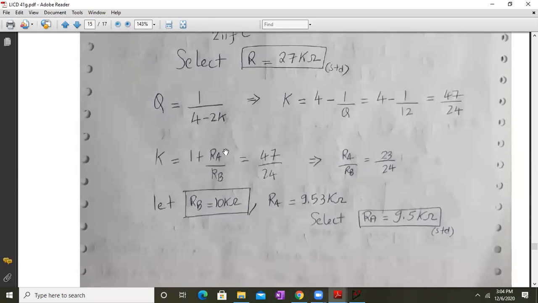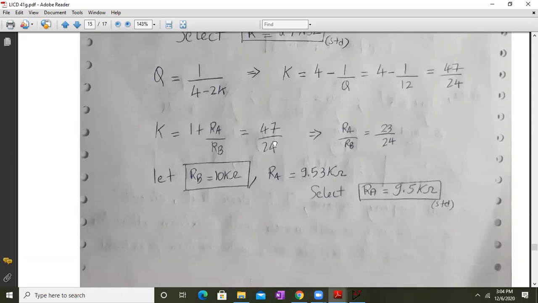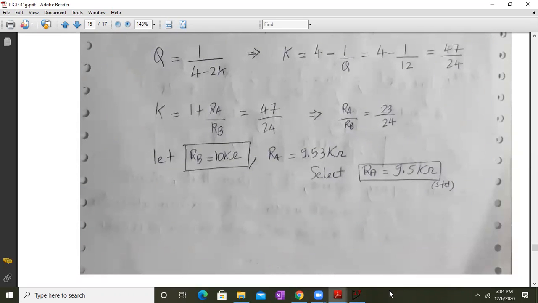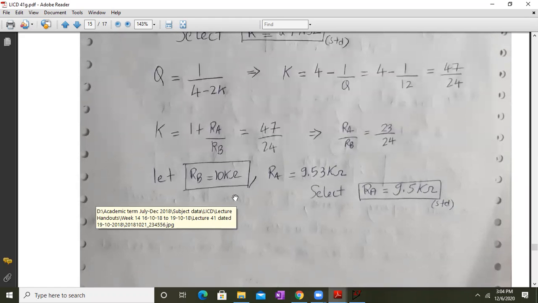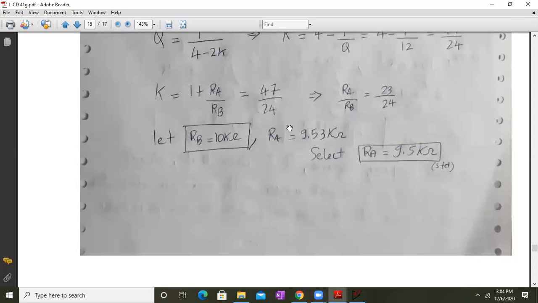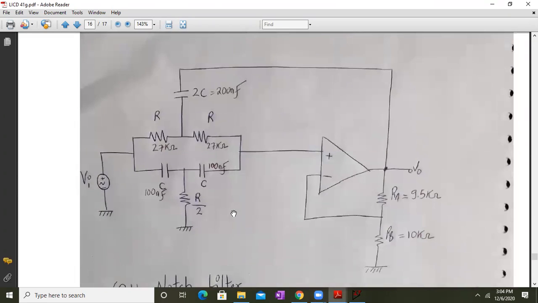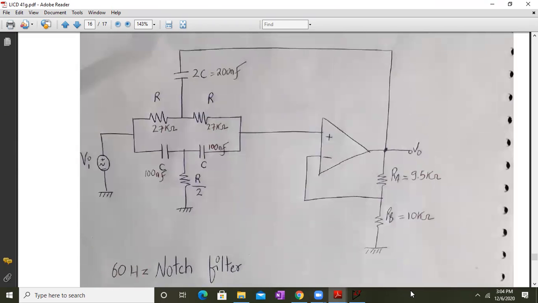Okay, so K will be 1 plus RA upon RB, 47 upon 24, which will be equal to, RA upon RB is 23 divided by 24. So let the value of RB be 10 kilo ohms. Similarly, the RA will come out to be 9.53 kilo ohms. So let's consider the nearby standard value. I think 9.5 kilo ohms is not a standard. You can consider 9.1 kilo ohms as a standard value. Nevertheless, we'll substitute the same value in LTspice actually. So your design circuit will look like this.